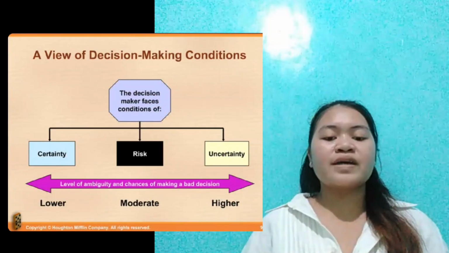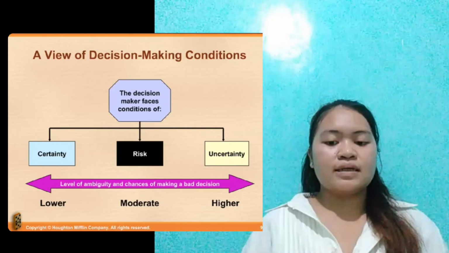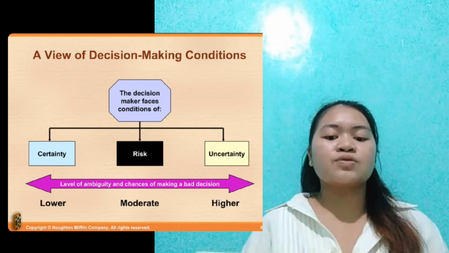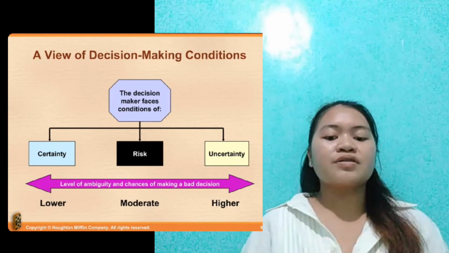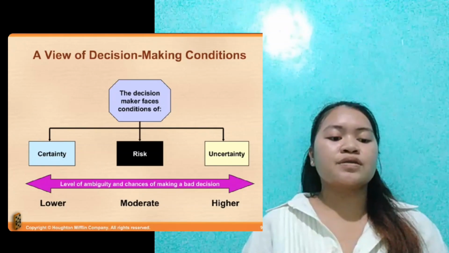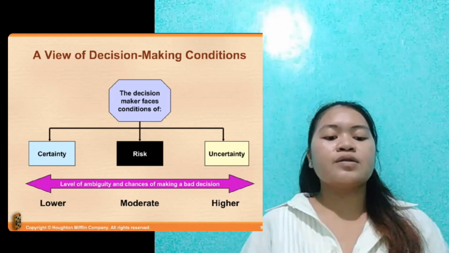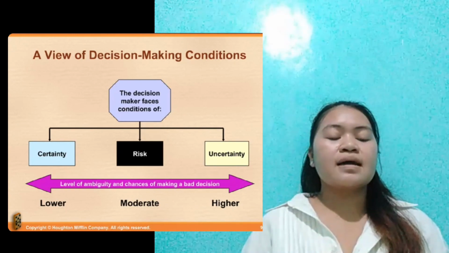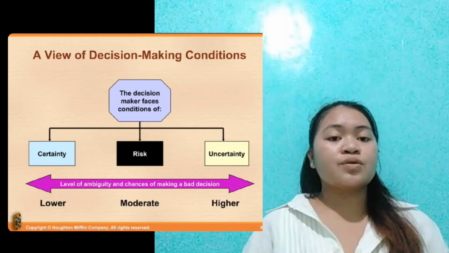A view of decision-making conditions. The decision maker faces conditions of certainty, risk, and uncertainty. When we say certainty, the person in charge of making the decision knows for sure the consequence of each alternative, strategy, or course of action to be taken. In these circumstances, it is possible to foresee the facts and the results. Examples of certainty include the need to meet customer, contract, or regulatory requirements. The outcomes or consequences are known to you should you fail to comply.